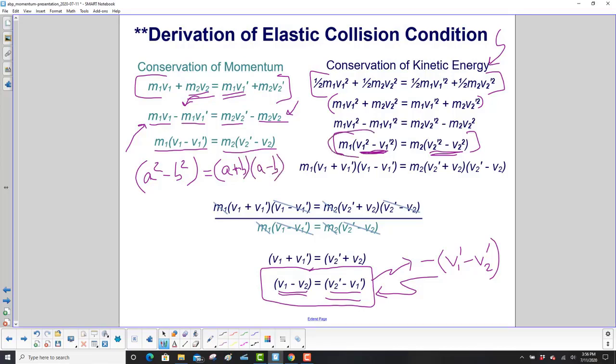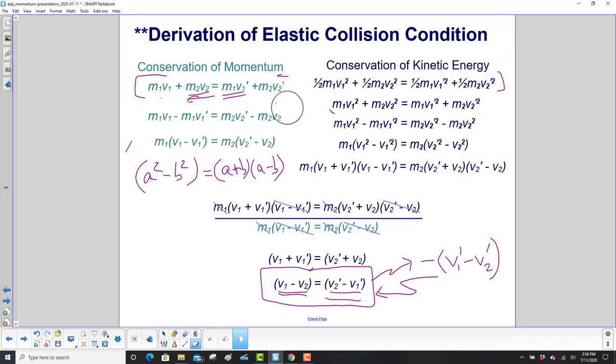If you look at this, we've got too much ink there, so let me just erase some of that. Try and make it a little clearer. There we go. We have v1 squared minus v1 prime squared. So that will be (v1 plus v1 prime) times (v1 minus v1 prime). On the right side, we have v2 prime squared minus v2 squared. So that's going to be (v2 prime plus v2) times (v2 prime minus v2).